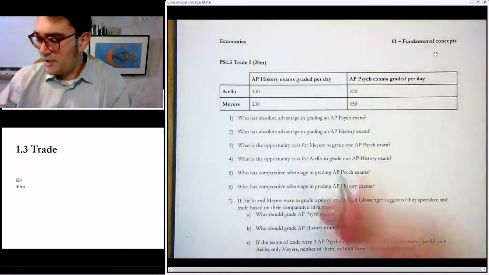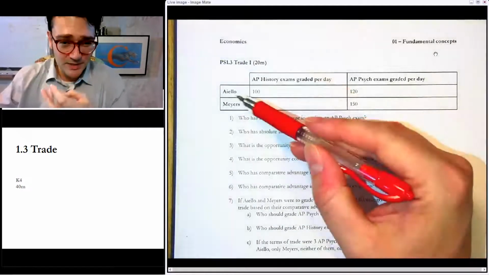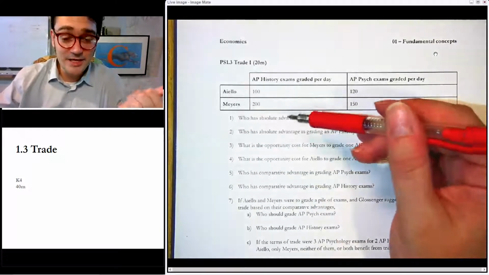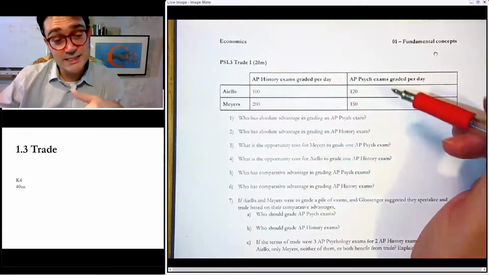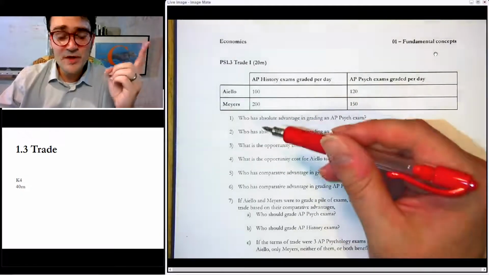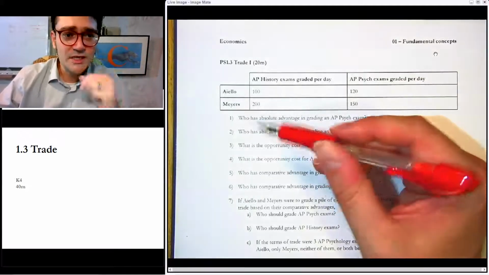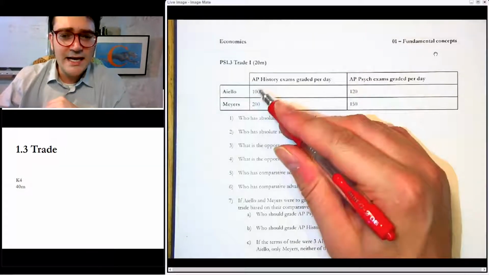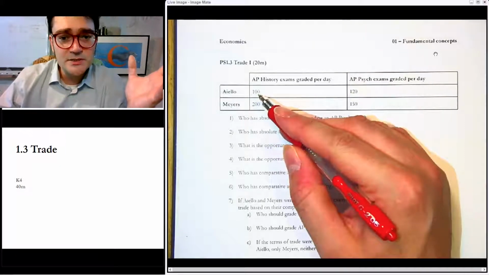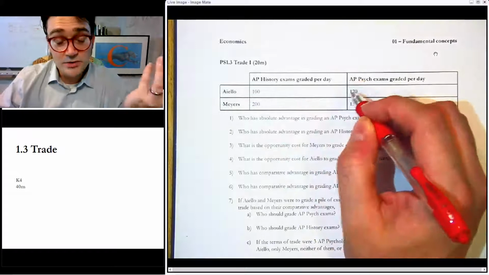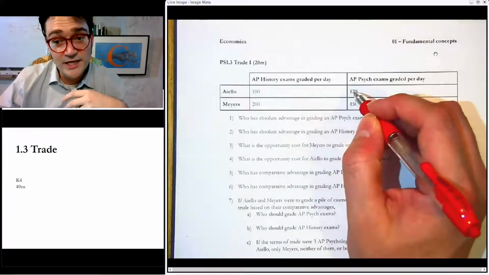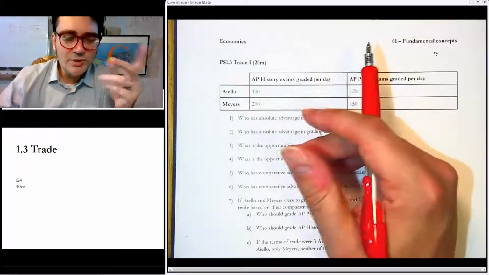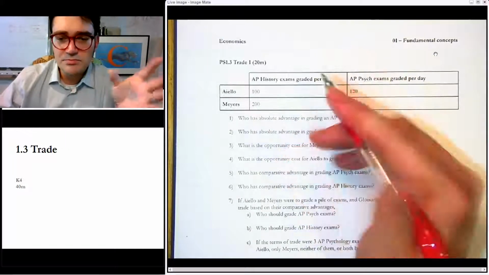So let's get started. Imagine that you have two people, a guy named Aiello and a guy named Myers, and they can grade AP history tests or they can grade AP psych exams, and they both have one day to do it. So each has one pen and one day. Aiello can grade 100 history exams, or instead he could grade 120 psych exams. So he could do either one, right? And we assume that in between those, he could do any combination in between, but we're not as worried about that.